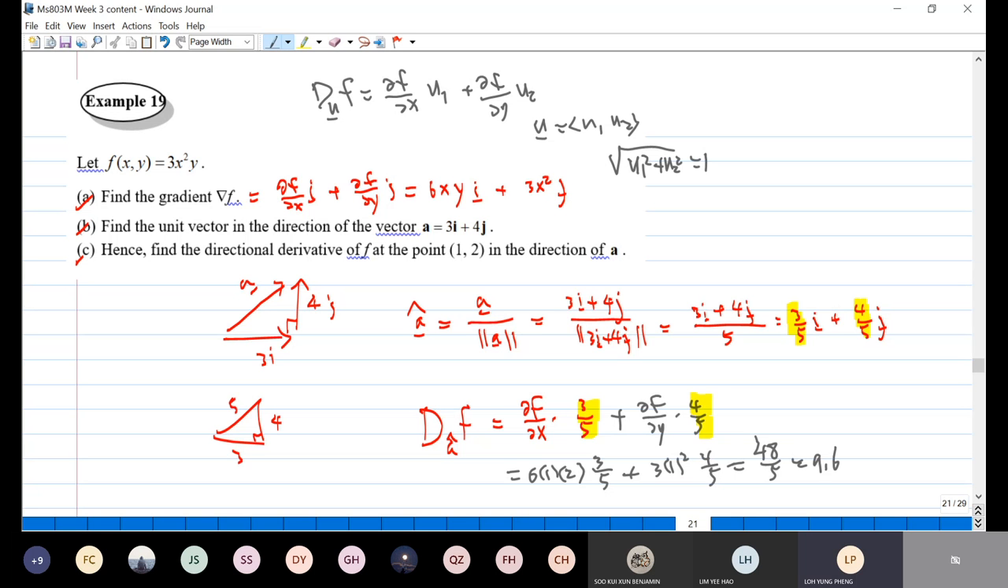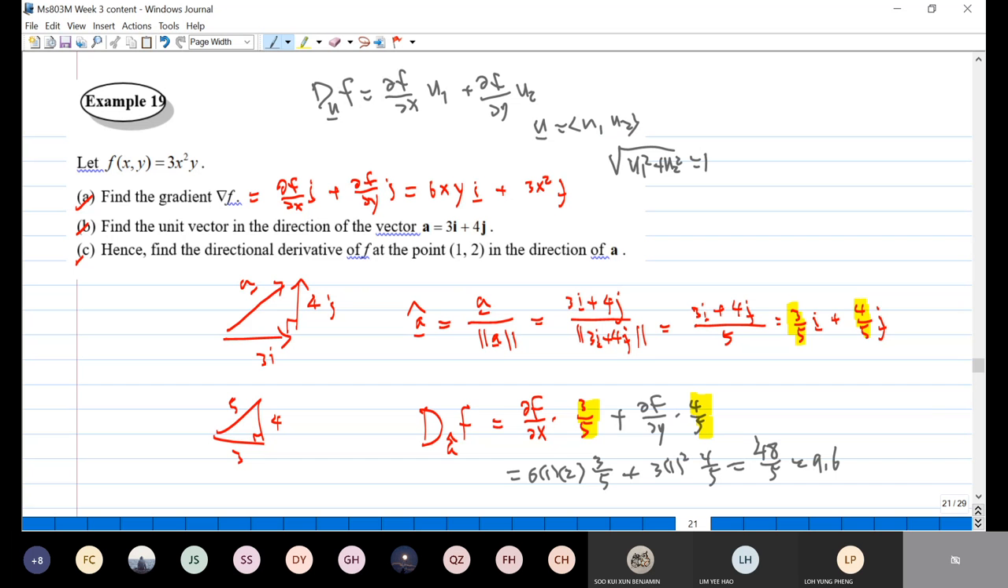The square root of u1 squared plus u2 squared equals 1, right? Is that an example or is that a principle? This is supposed to be, you must have a unit vector. This is not an example. You must have a unit vector.